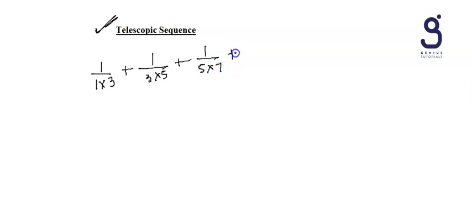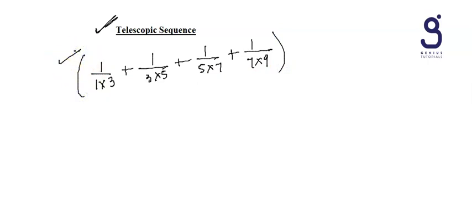Now, what is the telescopic sequence? Let us take example 1 upon 1 into 3 plus 1 upon 3 into 5 plus 1 upon 5 into 7 plus 1 upon 7 into 9. Let's take this much only, and we need to find the sum of these four terms.